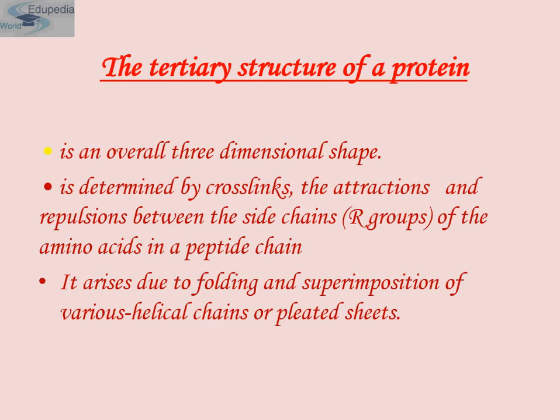The overall 3D shape of an entire protein molecule is the tertiary structure. The protein molecule will bend and twist in such a way as to achieve maximum stability, or the lowest energy state. Although the 3D shape of a protein may seem irregular and random, it is fashioned by many stabilizing forces due to bonding interactions between side chain groups of amino acids.